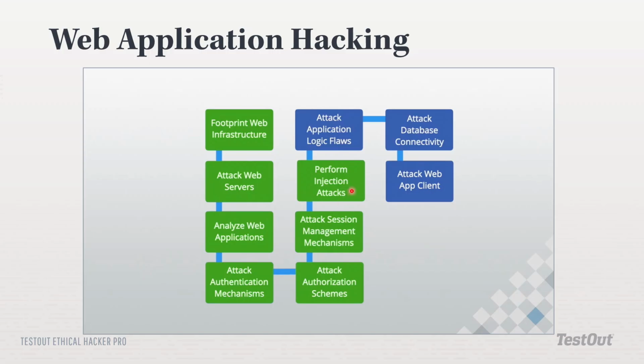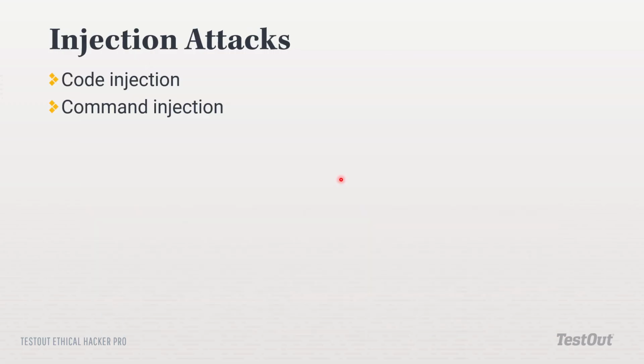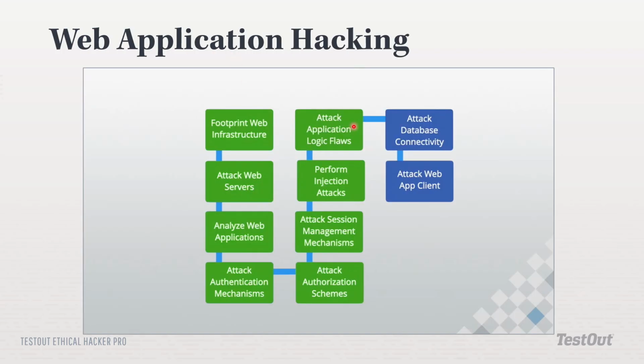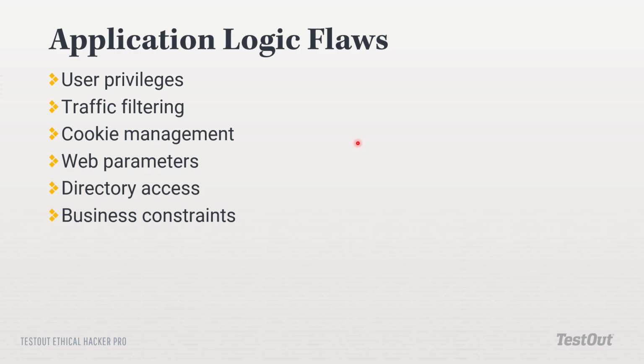So, perform some injection attacks. An injection attack would be like a code injection or a command injection. Both of those would be a type of injection attack. What about an attack on application logic flaws? A logic flaw would involve user privileges, traffic filtering, cookie management, all of our bullet points here, the web parameters, directory access, and business constraints.